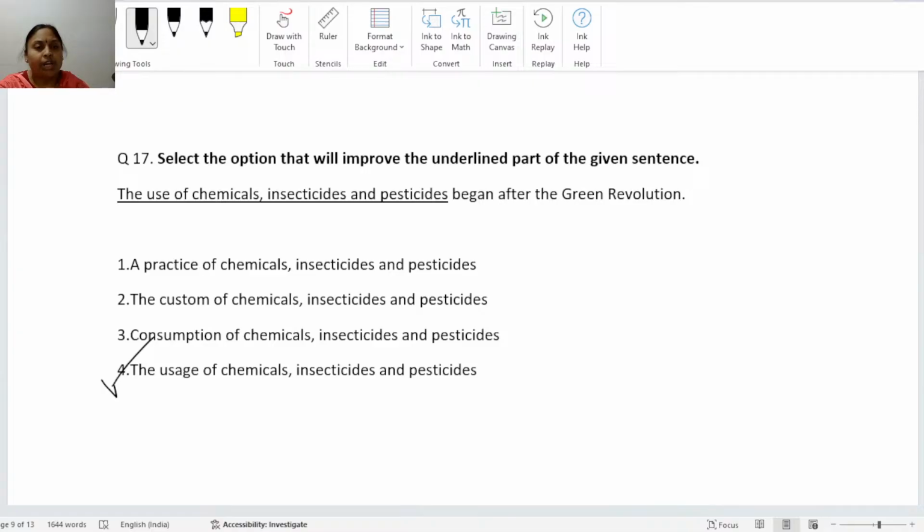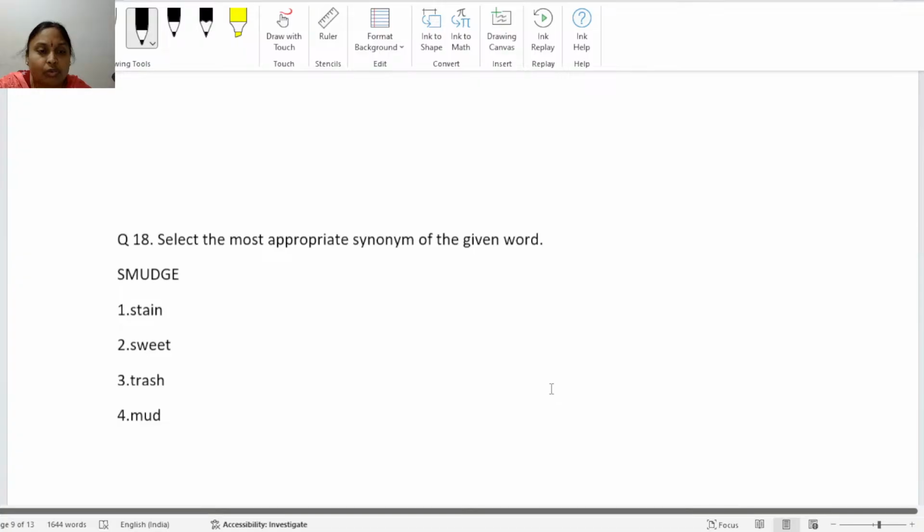And a practice of chemicals, insecticide and pesticides. If this keeps on practicing it, it won't lead to the Green Revolution. Custom of chemicals. Custom is nothing but a principle to follow. So that will not be implemented. Consumption means usage. So here the correct, accurate meaning will come. So the fourth one is the correct answer.